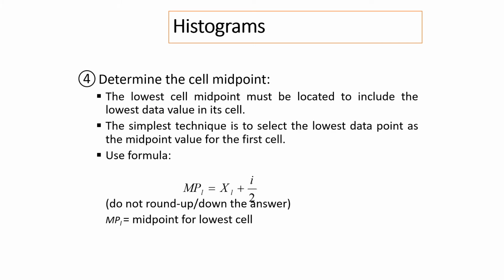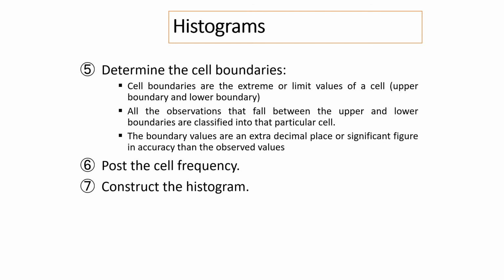Next, determine the cell midpoint. The lowest cell midpoint must be located so as to include the lowest value in the cell. The simplest technique is to select the lowest data point as the middle value in the first cell. This is the formula to calculate the cell midpoint: MP equals X1, where X1 is the lowest value, plus I, the interval from the formula previously, divided by 2.